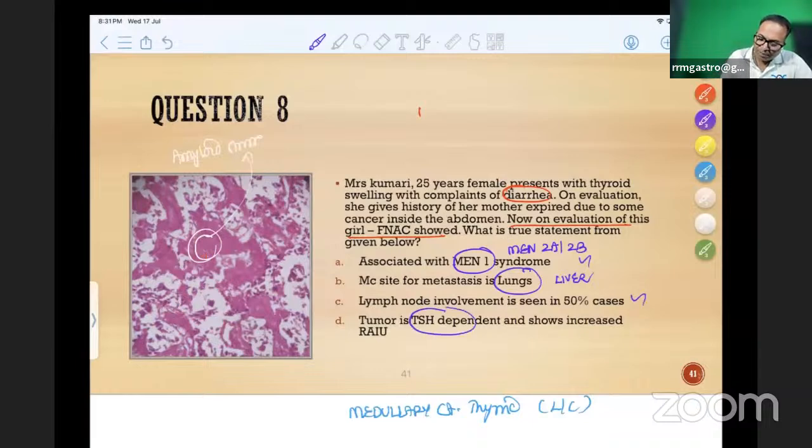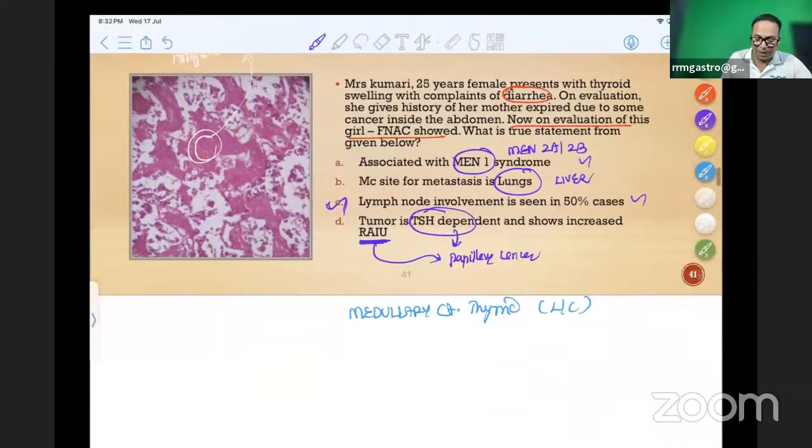Tumor is not TSH dependent. Which tumor is TSH dependent? That is papillary cancer. So which answer is correct here? The answer is C. C is the correct answer here. All others are false. It is associated with the MEN2 syndrome. It has liver mets. And it does not show increased uptake with radioactive iodine. Radioactive iodine uptake is only with the papillary cancer.